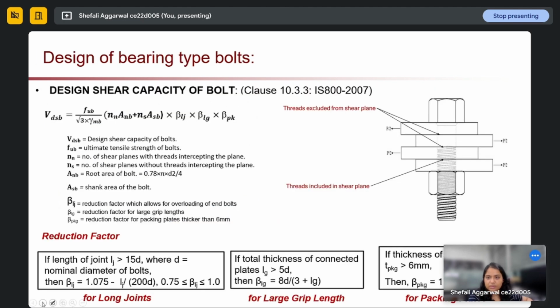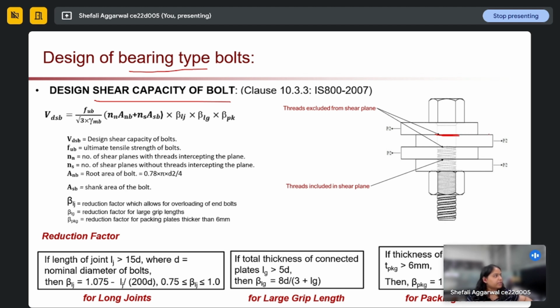Now we will go for the design of different types of bolts. Mainly we will study design of bearing type of bolts. As we have seen in the previous slide, first we will go for design shear capacity of bolt. So what is the shear strength? Where will shear be there? Shear means slipping between two plates. When two plates are joined and one plate is going in this direction, the other in this direction, there is a shear force in between those two plates.